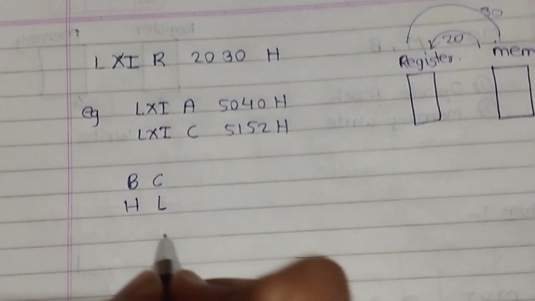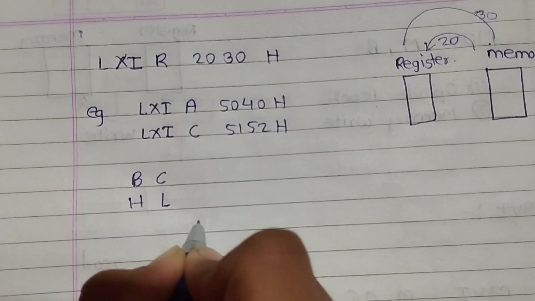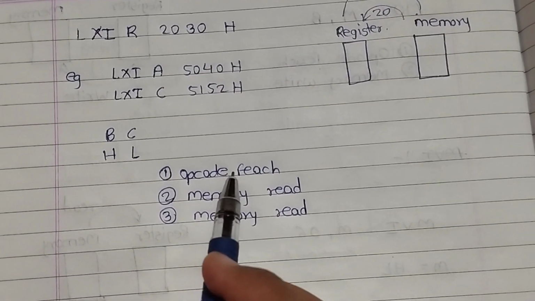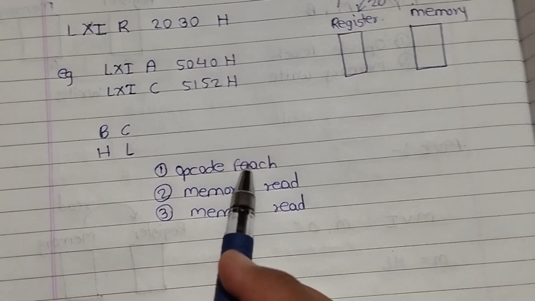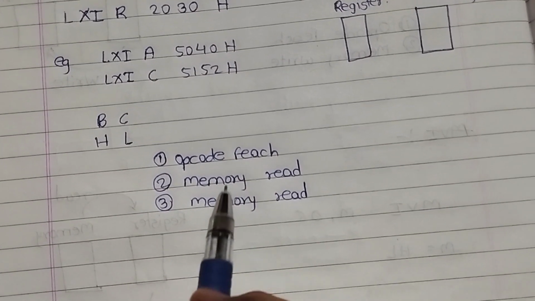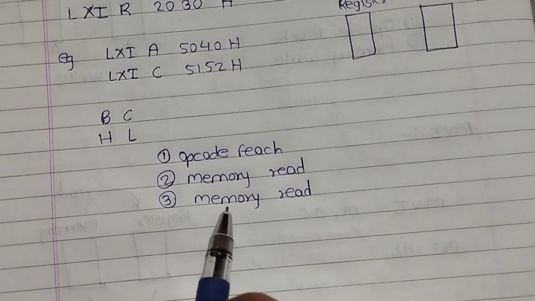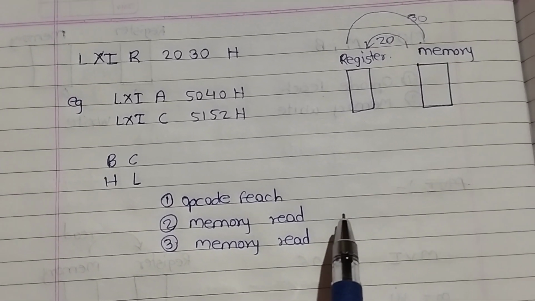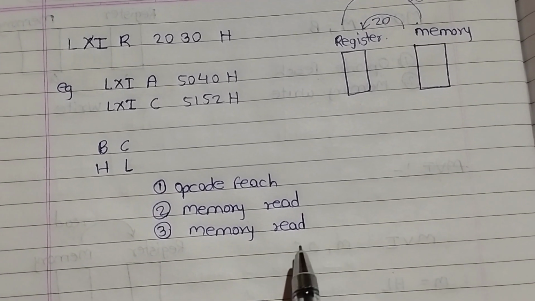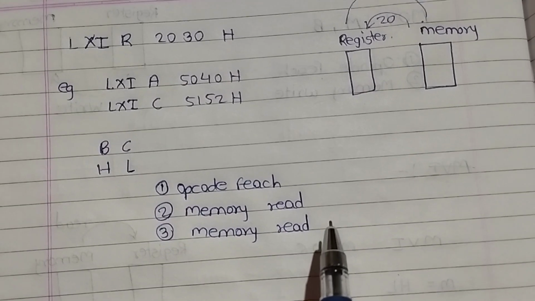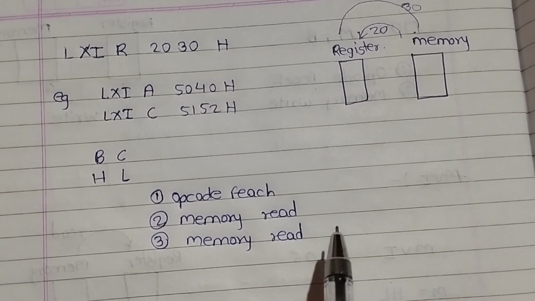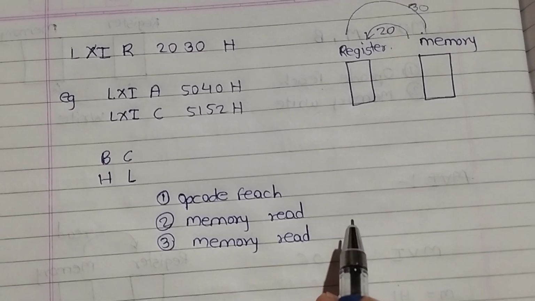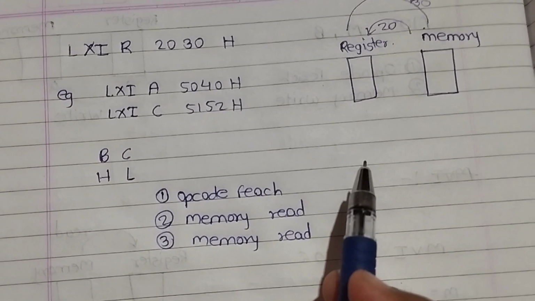So for this instruction we need 3 machine cycles. First is opcode fetch, second is memory read, and third one is also memory read. The first memory read is for the first 8-bit data transfer and the second memory read is for the second 8-bit transfer. So in total we transfer 16-bit data from memory to register.